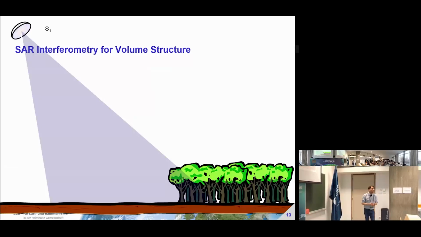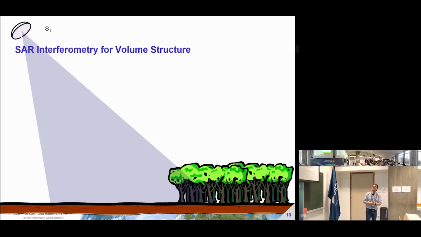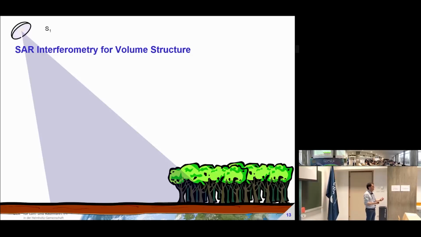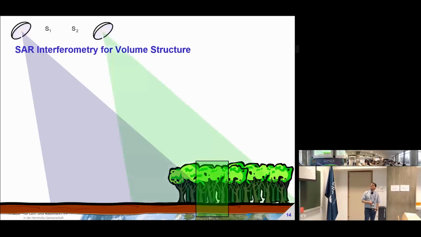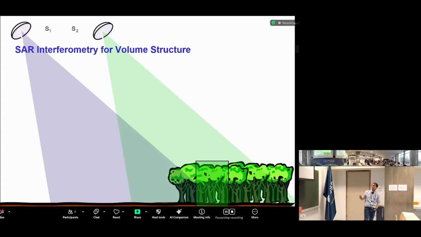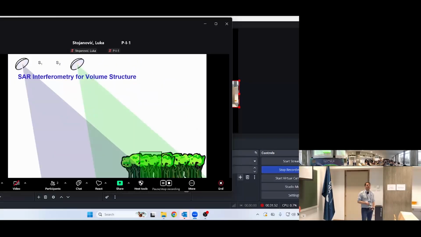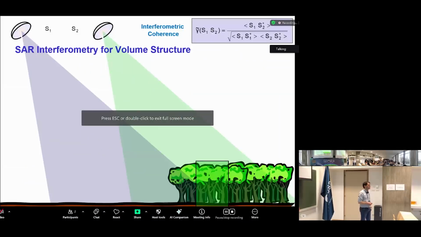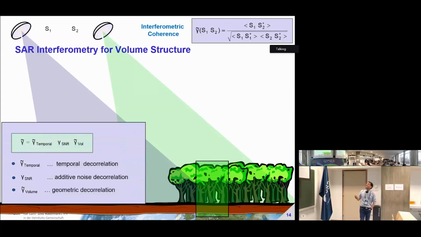So now we start to dig more in depth to find out what the models are, how I can write my coherence, and what I can do with it. So let's start. You will see this slide many times today. You have here the two platforms, they have a distance, a baseline, and you can start to make interferometry. The measurement to make interferometry is the coherence. And how can I write this coherence? This is what you estimate, basically.